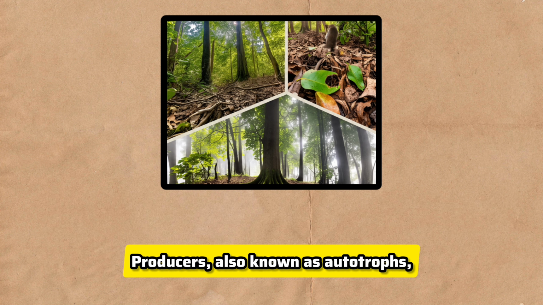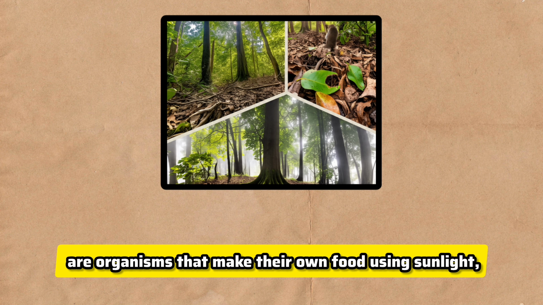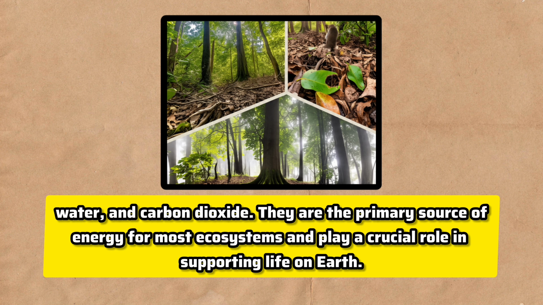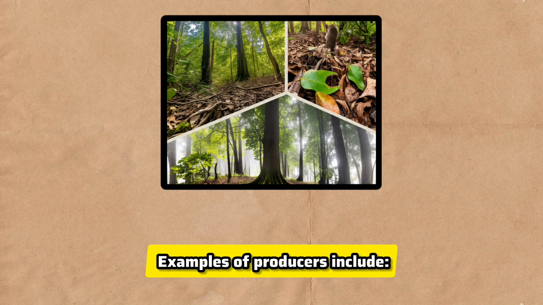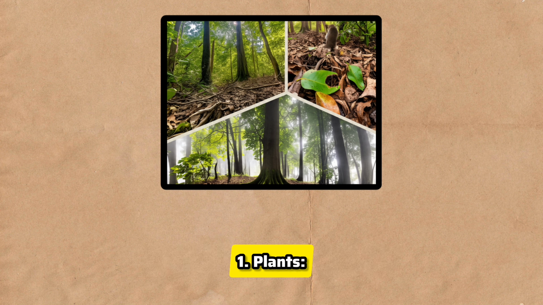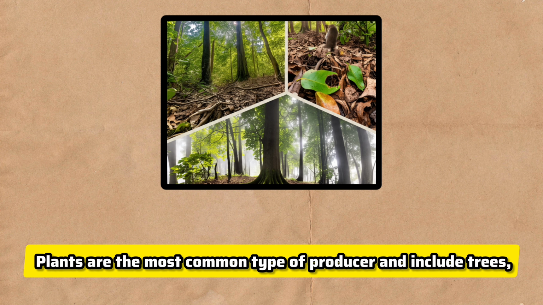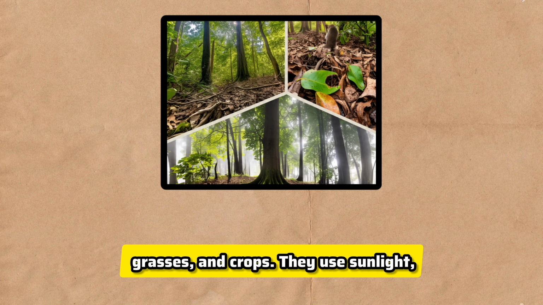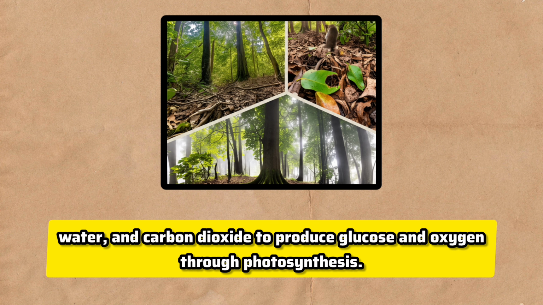Producers. Producers, also known as autotrophs, are organisms that make their own food using sunlight, water, and carbon dioxide. They are the primary source of energy for most ecosystems and play a crucial role in supporting life on Earth. Examples of producers include: 1. Plants. Plants are the most common type of producer and include trees, grasses, and crops. They use sunlight, water, and carbon dioxide to produce glucose and oxygen through photosynthesis.